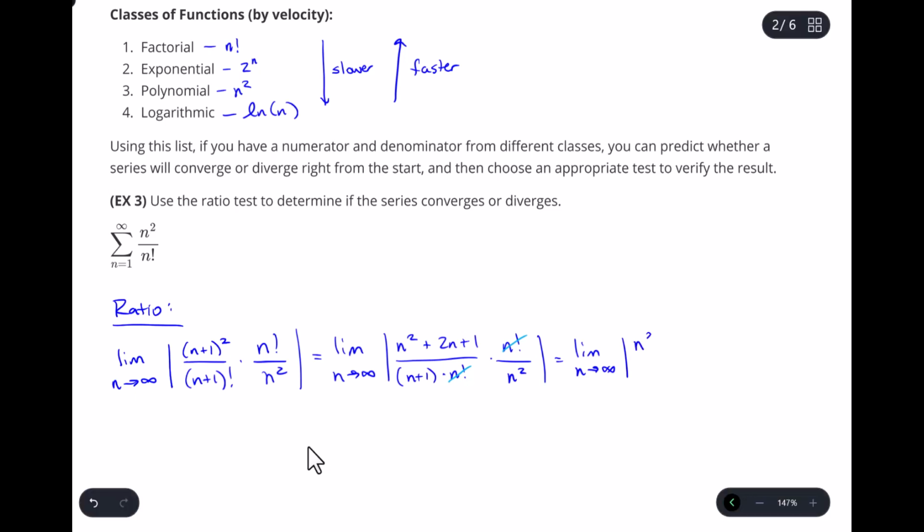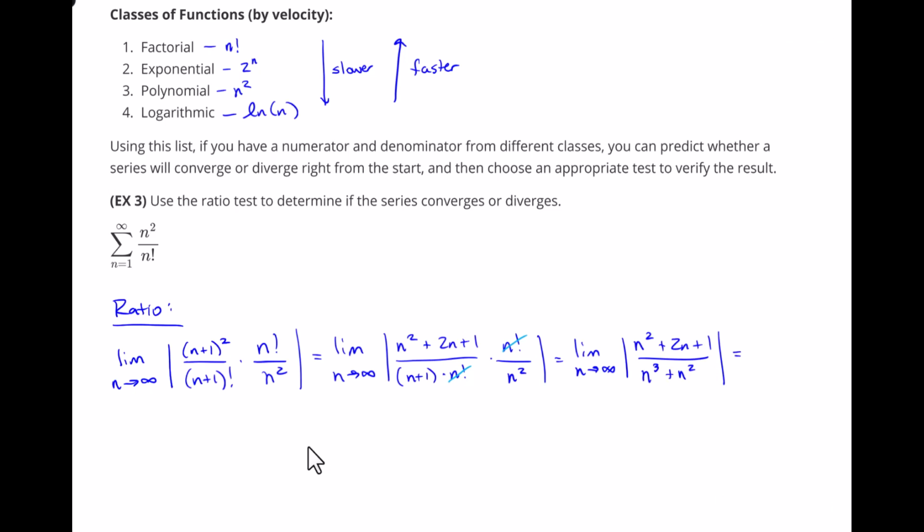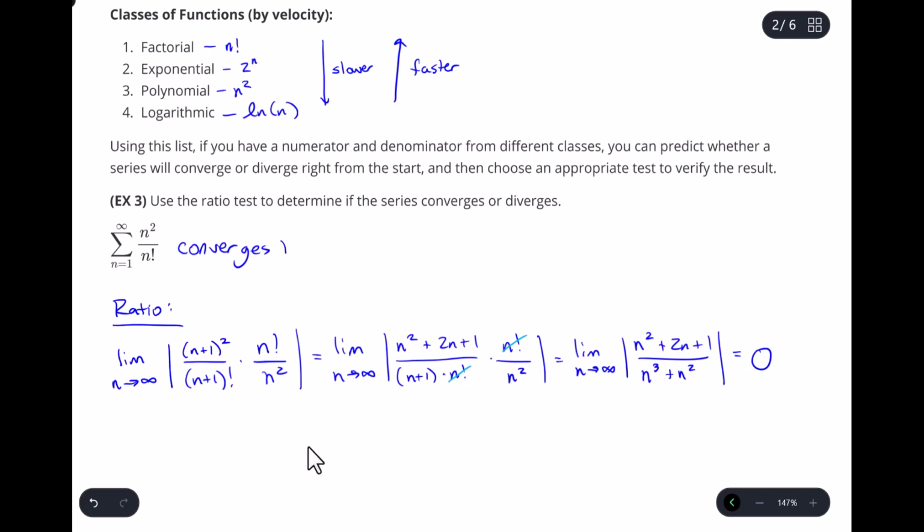So I would have n squared plus 2n plus 1 all over, in the denominator, n cubed plus n squared. The value of this limit, because the denominator is larger in degree than the numerator, is going to be 0, and when that ratio is 0, that tells me that this converges. So we converge by the ratio test.